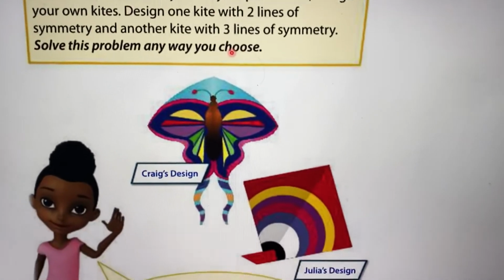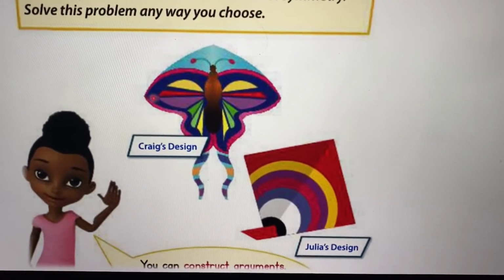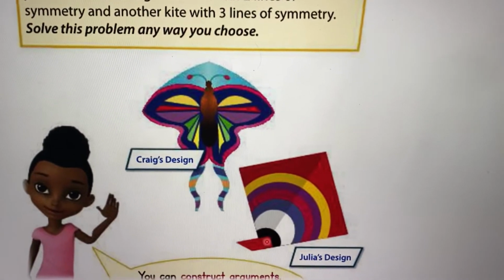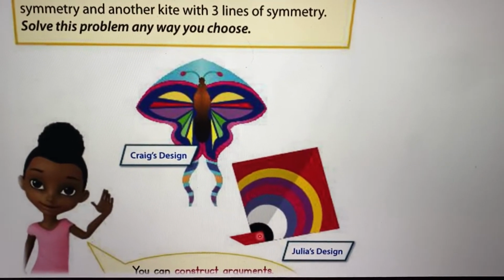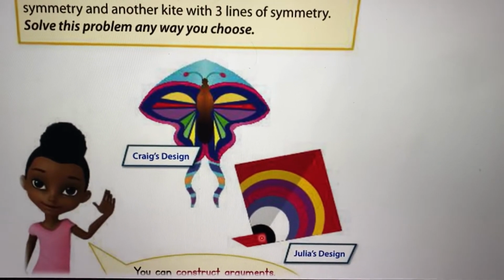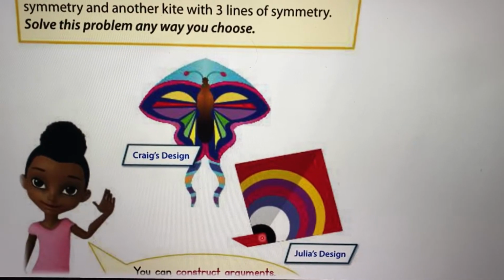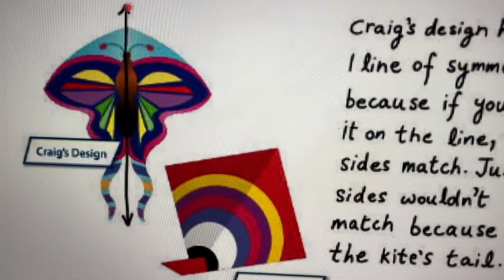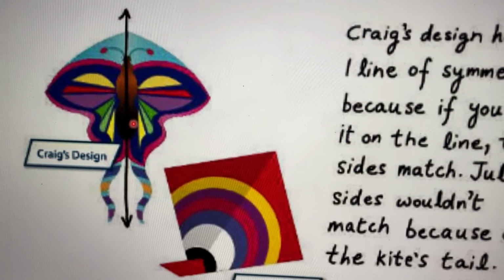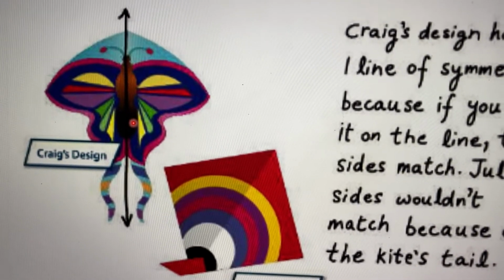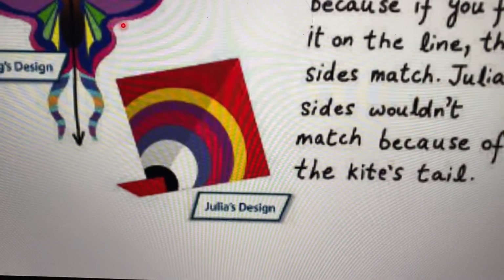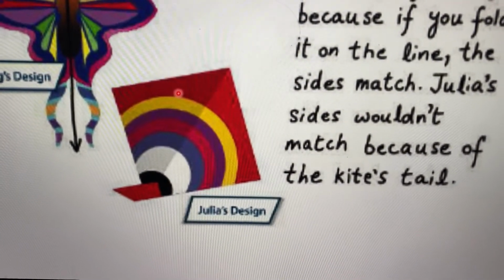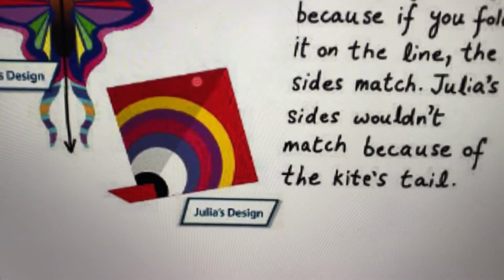Now, here are Craig's and Julia's kites. Now we're gonna think about them, if they have line symmetry or no. Now look here. Craig's kite has line symmetry, 1 line. But Julia's can't be folded into 2 equal halves. Why? Look at the tail.